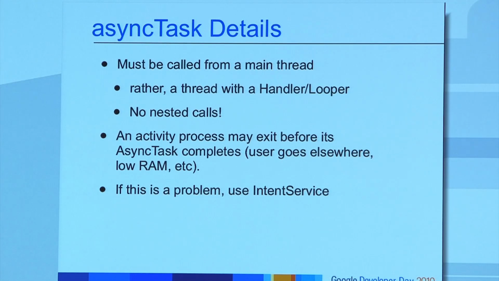Now, there's one thing you have to watch out for that can go wrong. If you have an activity and you call an async task, and then the user presses the back button or presses the home button, and your activity is placed in background, it's possible that your activity could be cleaned up by the system because of a lack of memory, for example, while the async task is still running. And this could be a real problem.